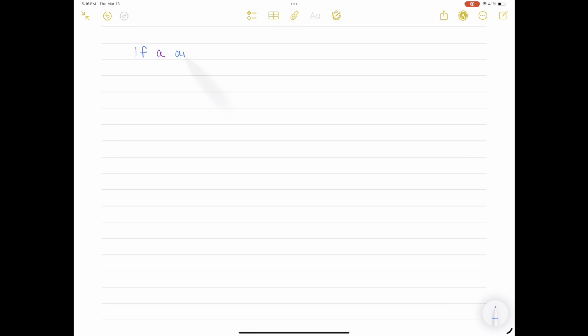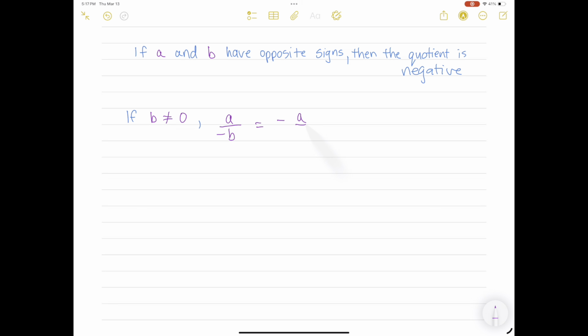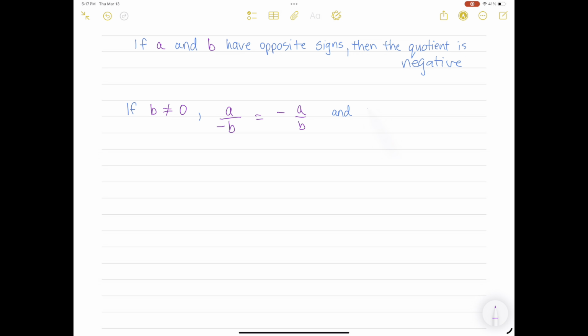If a and b have opposite signs, then the quotient is negative. So let's take a closer look at this. If b does not equal 0, because as I said before, you cannot divide a number by 0, a divided by negative b equals negative a over b. That is, the quotient is negative. And negative a divided by positive b also is a negative quotient of a over b. So for example, 8 divided by negative 2 equals negative 4, and negative 8 divided by positive 2 also equals negative 4.